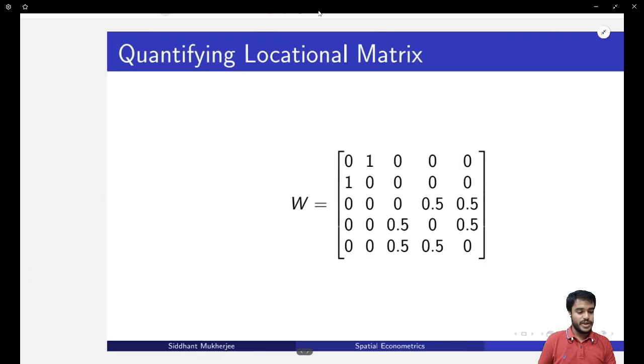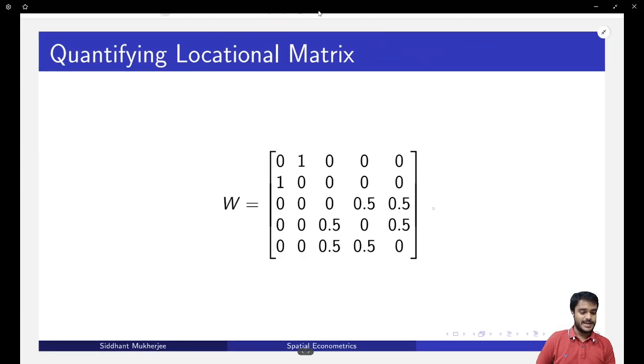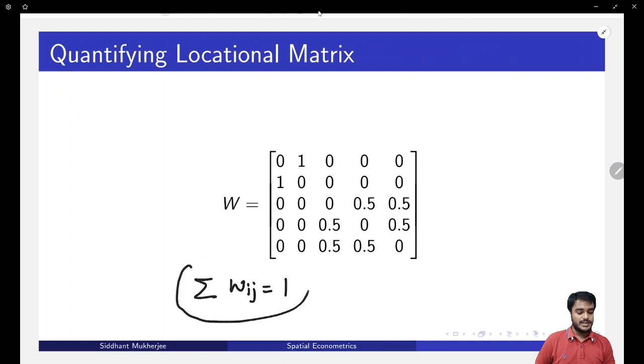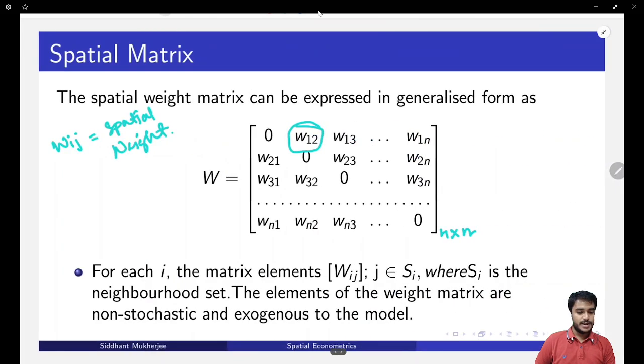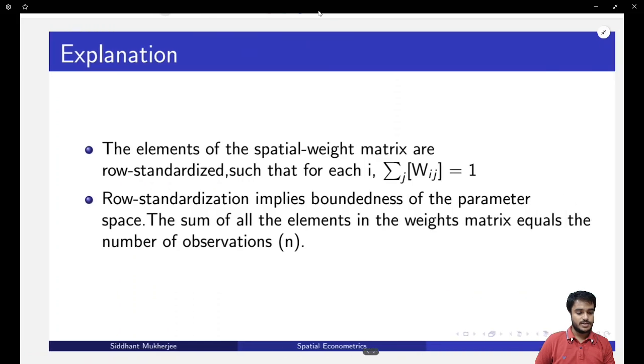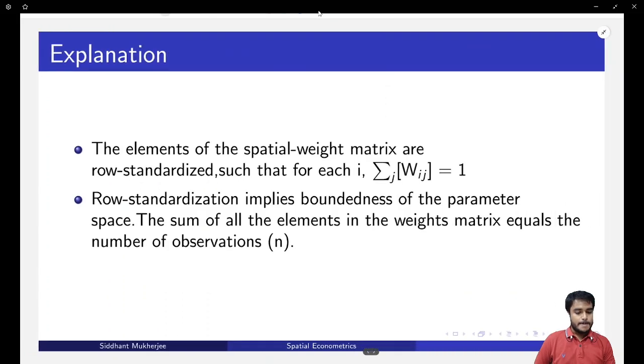Now we do this like this. This row standardized matrix, wij equal to 1, this summation, and this is the neighborhood effects.